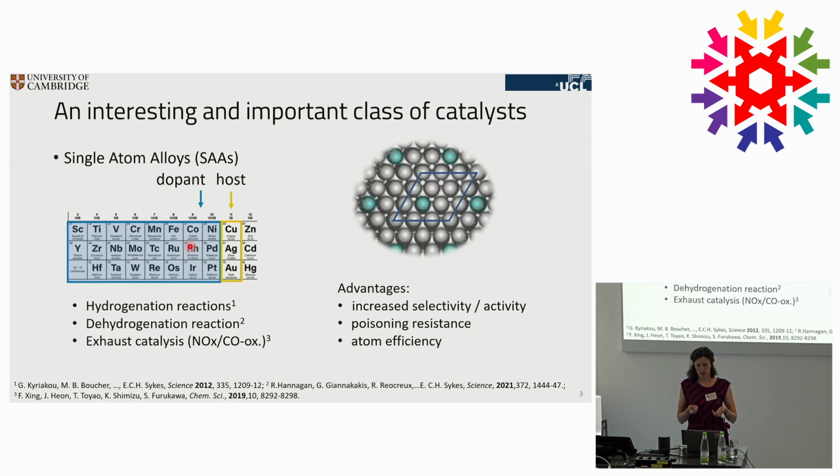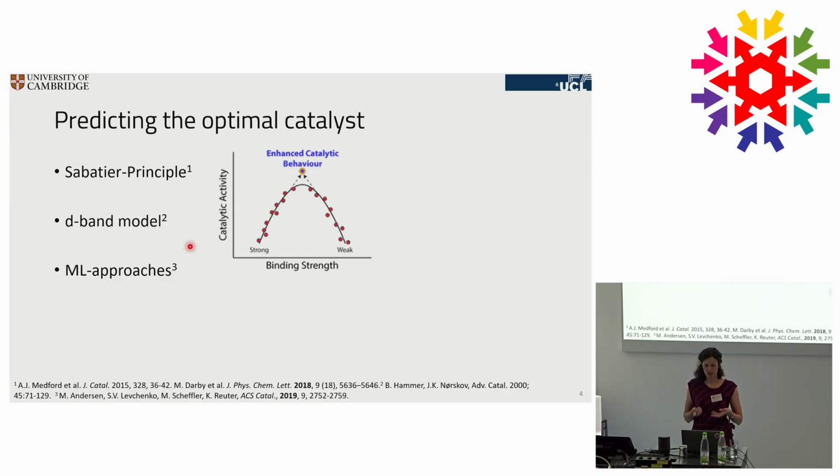But next is the question, how do we decide which element composition, which element combination we want to go for for a specific reaction? There are a couple of rules that can help us find a suitable catalyst candidate. One of the most important ones is the Sabatier principle, which tells us that if we want a material with a very high catalytic activity, it should have an intermediate binding strength.